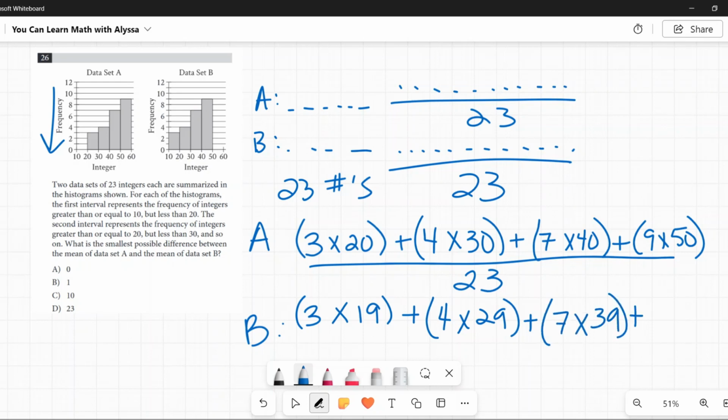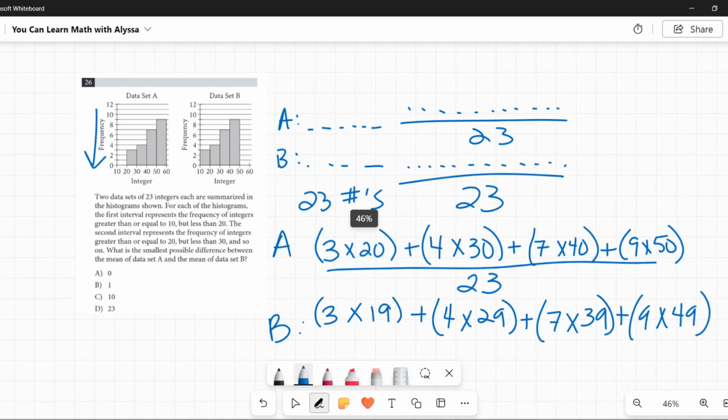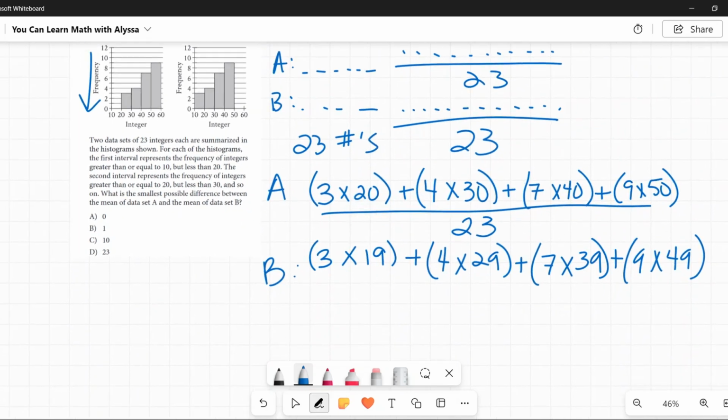I have people that like patterns in the audience. They're probably seeing a pattern emerging here. And then for our last interval, 40 to 49, the highest possible is 49, and we have 9 of those. Okay, and to average all those together, we would divide by 23.